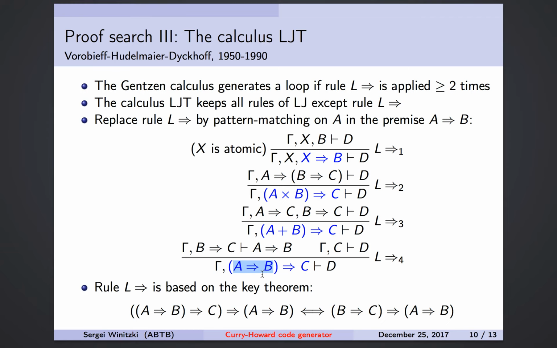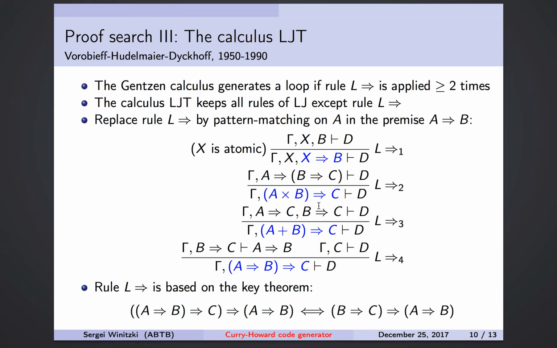And they actually proved that this calculus is equivalent to the calculus LJ, except that there are no loops. So you can just apply these rules in any order, you will never get a loop. Which means that each rule will deconstruct your expression a little bit more, and you will get a search tree. You will never get a loop. It will be a finite search tree.